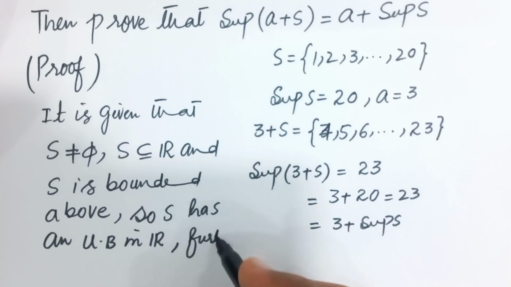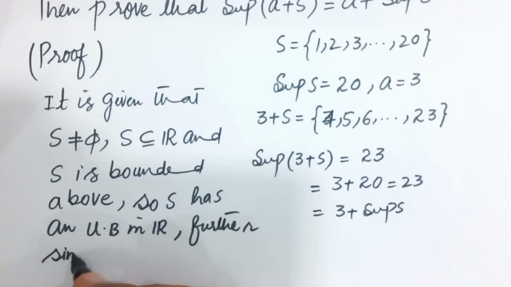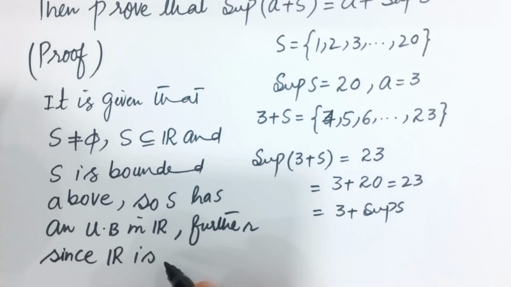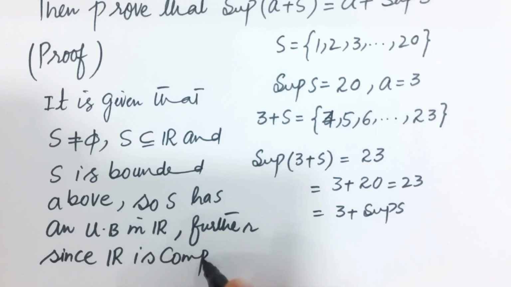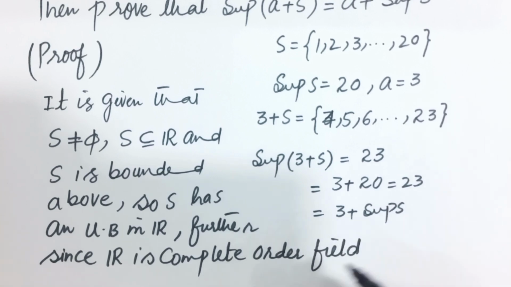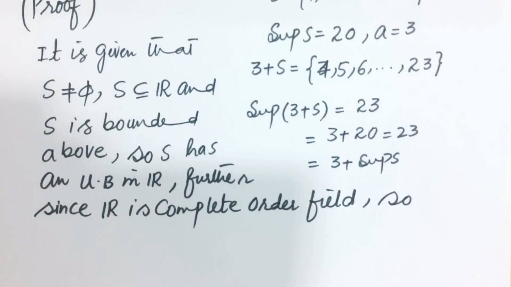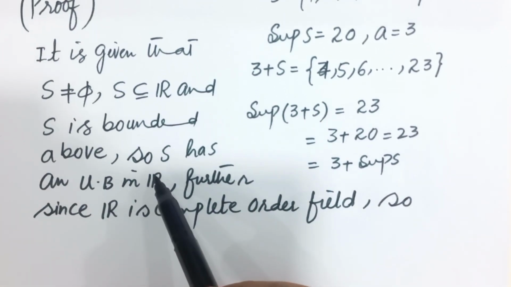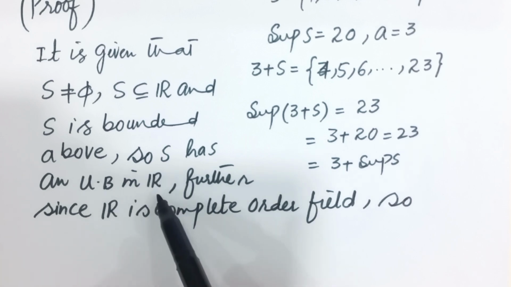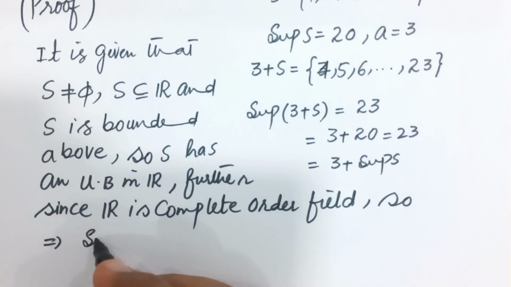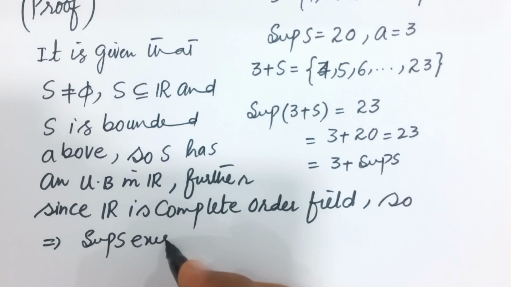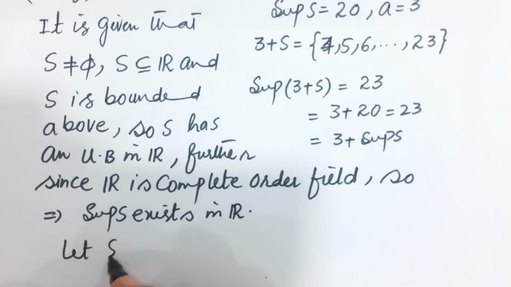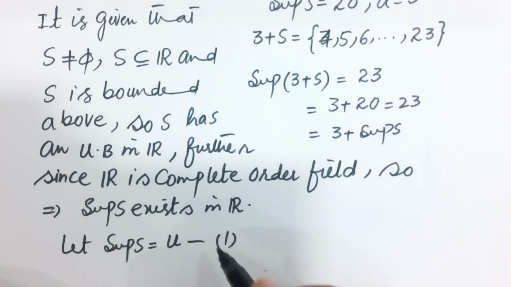Further, since R is a complete ordered field, by definition of complete ordered field, the supremum of the set S must exist and it belongs to the set of real numbers R. This implies the supremum of S exists in R. Let the supremum of S be a real number U. Say this is equation number 1.